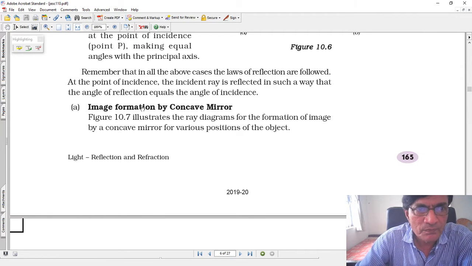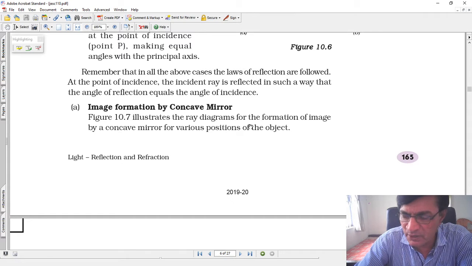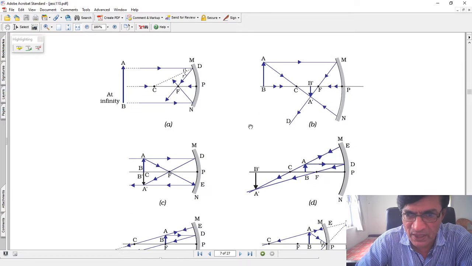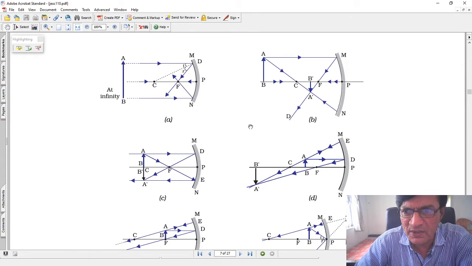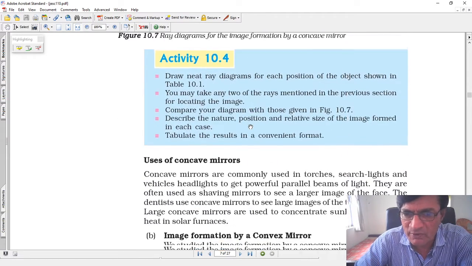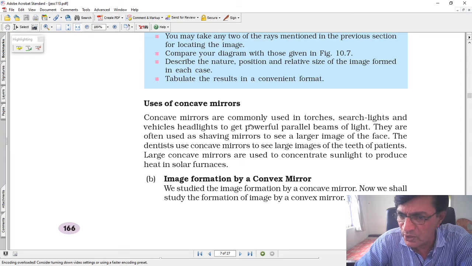First of all, figure 10.7 illustrates the ray diagram. These were all ray diagrams. In the morning, what I showed you in the video is also about ray diagrams. Alright, now let's see further. These are the images that are formed by different ways in which concave mirrors can be used to form images, which we have discussed, and the uses of concave mirrors also.